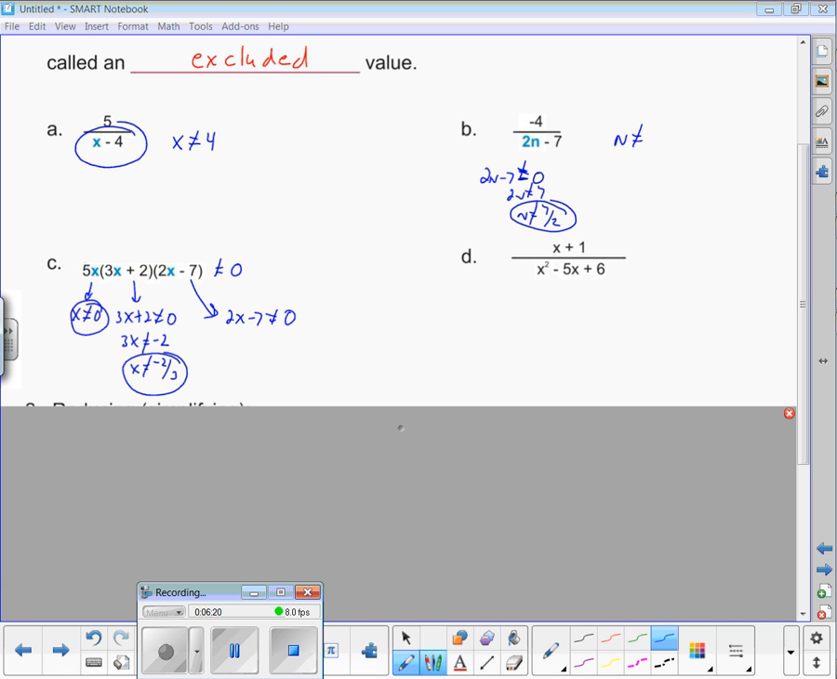All right, so this last one then, again, move the 7, right? Add its opposite to both sides. Move the 2. And we end up with x cannot equal 7/2.